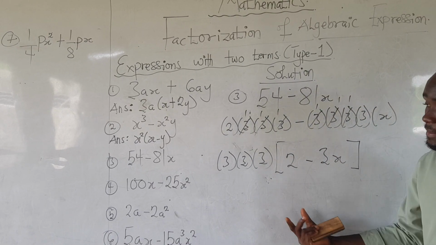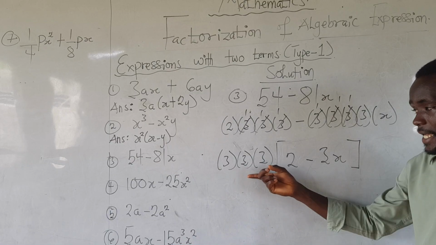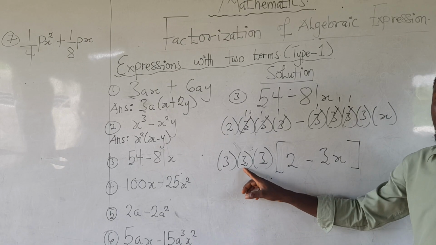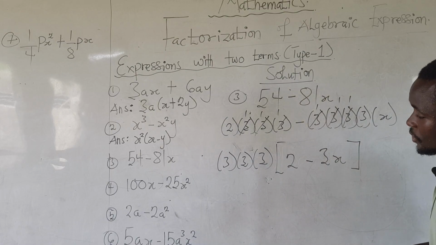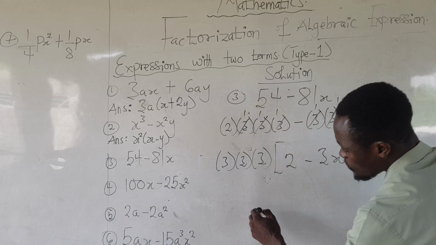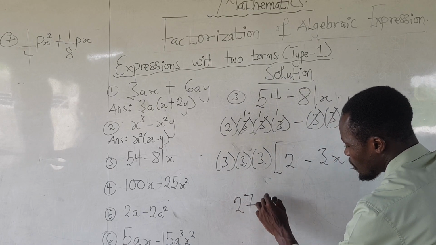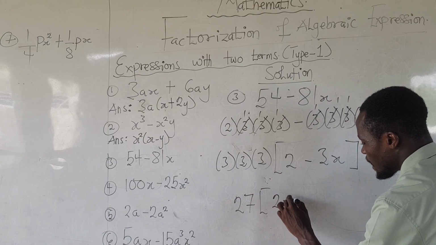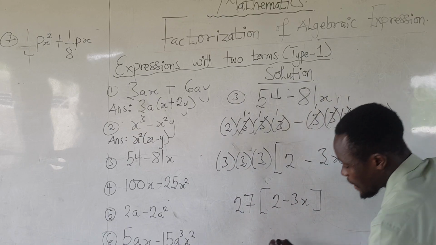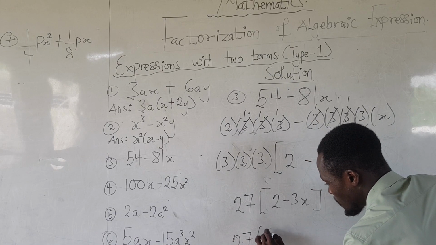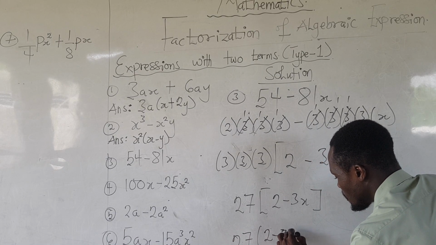Then after, let me rewrite my answer. Well, I'll just multiply all what I have here. 3 times 3 is what? 9 times 3 is what? 27. So I am getting 27 in a big bracket, 2 minus 3x. Are you following? Let me rewrite the answer. So I'm getting 27 in a bracket, 2 minus 3x.